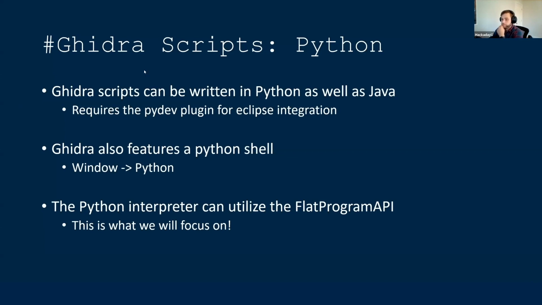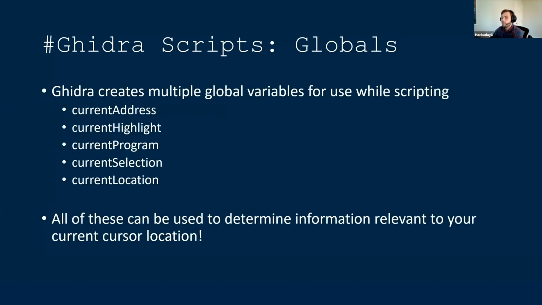And that's very useful. The Python interpreter utilizes the flat program API, which is what we're going to focus on for the rest of the session. It's the more standard API that you can use, and it provides lots of global variables for you. It's a quick way to get up and running with scripting in Ghidra. When you're running a program and using this flat API, Ghidra instantiates a handful of global variables for you that you can use while scripting, including current address, current highlight, current program, current selection, and current location. All of these are relevant to your cursor location. So if you've clicked on a certain address, that's the value that's going to be in current address. You'll see how we reference these globals later with some of the flat program API calls from the Python shell.